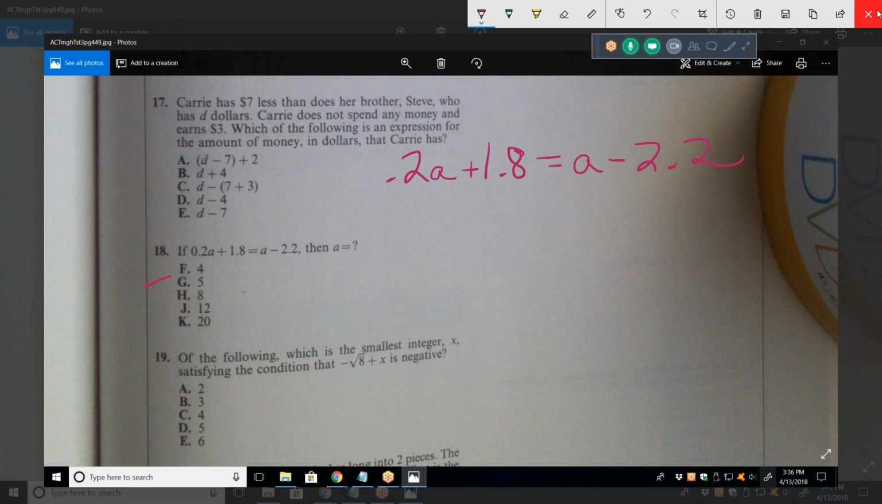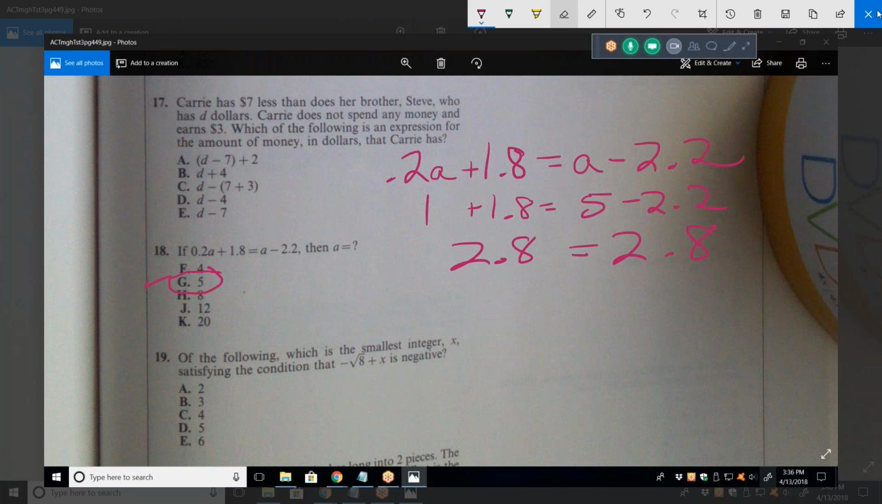Is that an equation when I use 5? Well, 0.2 times 5 is 1, plus 1.8. Is that equal to 5 minus 2.2? Well, I'll be darned. It worked the first time. There's your answer.